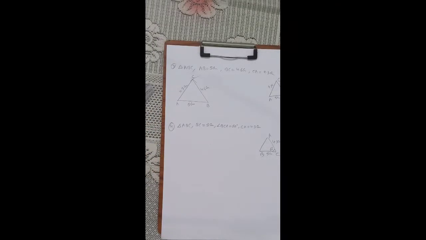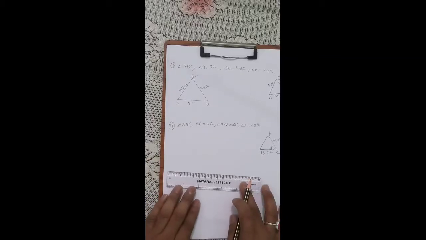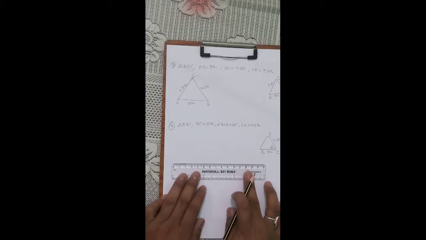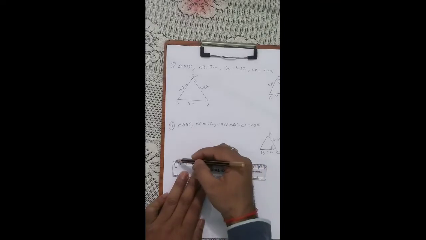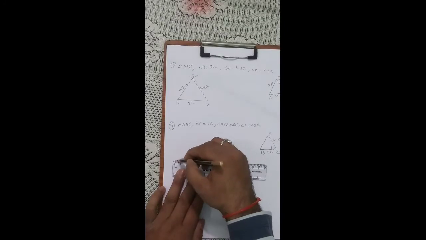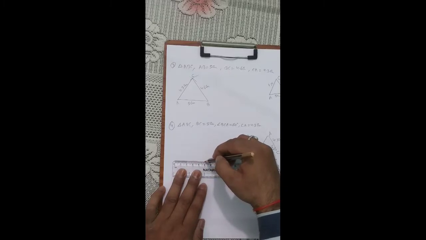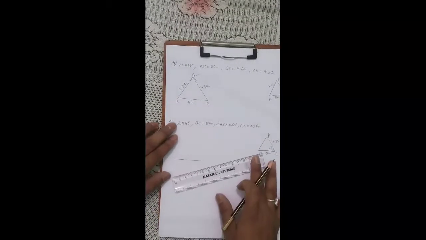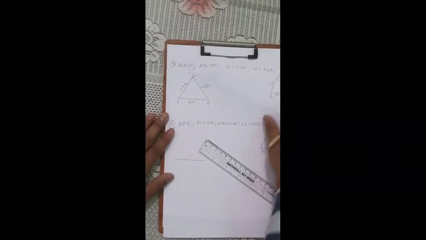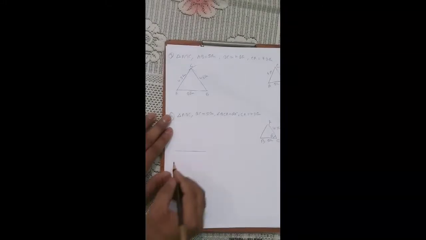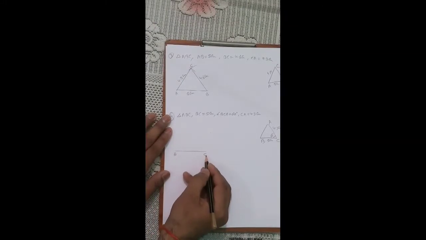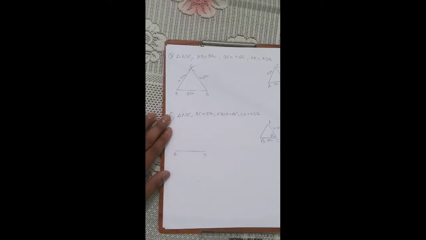Again we will take our scale. With the help of scale, we will draw a line segment of 5 centimeter. See carefully, from 0 to 5 centimeter. Okay. We will name it. This is B. This is C. Now at point C we have to draw a 60 degree angle.